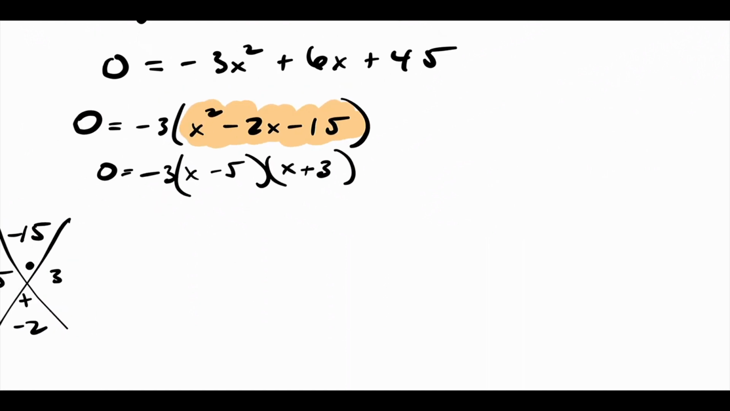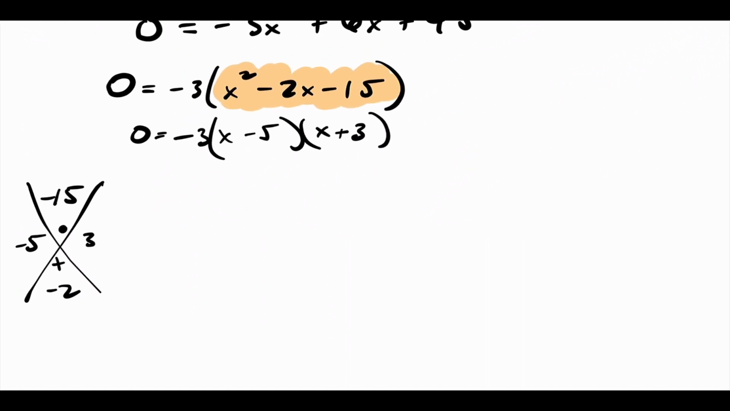Okay. Zero product property says if I have a bunch of things multiplied, I have negative 3 times x minus 5 times x plus 3, and the answer is 0, that means one of them has to be 0. Well, I don't know which one is 0, so I'm going to set all of them equal to 0. Negative 3 equals 0. X minus 5 equals 0. X plus 3 equals 0.